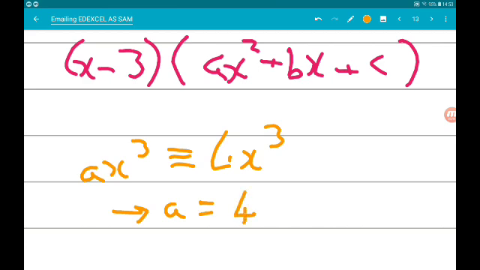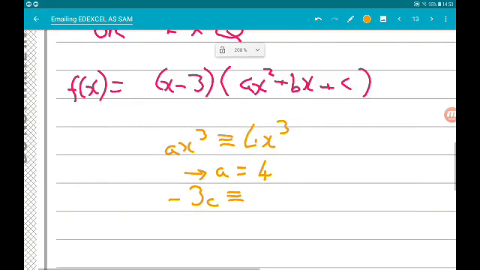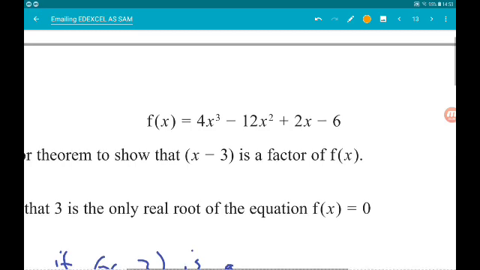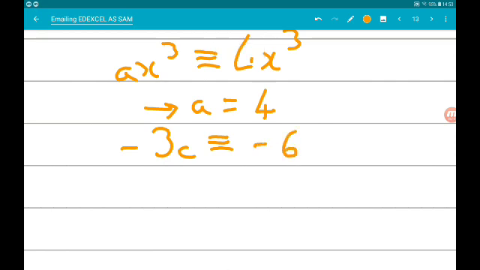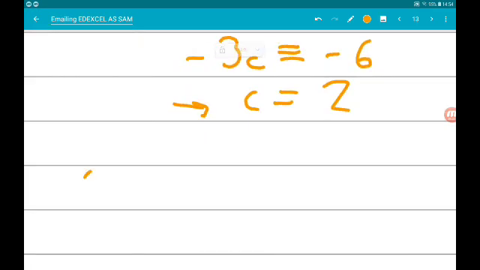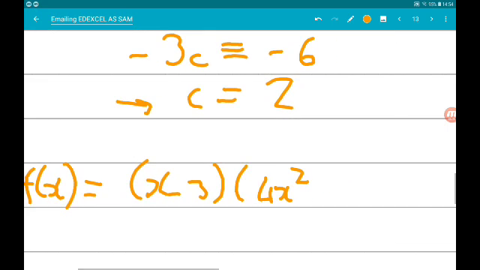Now we can find c just as easily. So the only constant term we would get when we expand this up is minus 3c. So that has to be identical to minus 6. So c is equal to 2. So now we know that f of x can be written as x minus 3 times 4x squared add bx add 2.